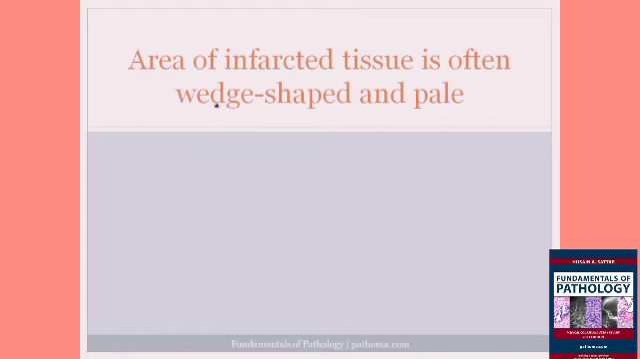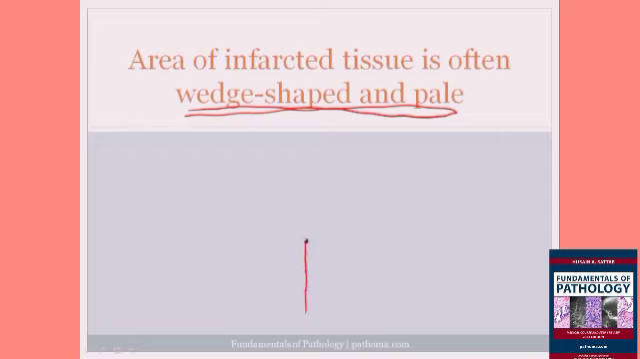A couple important derivative points regarding coagulative necrosis. Usually the area of infarcted tissue is wedge-shaped and pale. This is not so hard to remember. Basically, this is based on an anatomic principle, and that is that, generally speaking, when vessels enter into an organ and feed an organ, they dichotomously branch as they go through the organ.